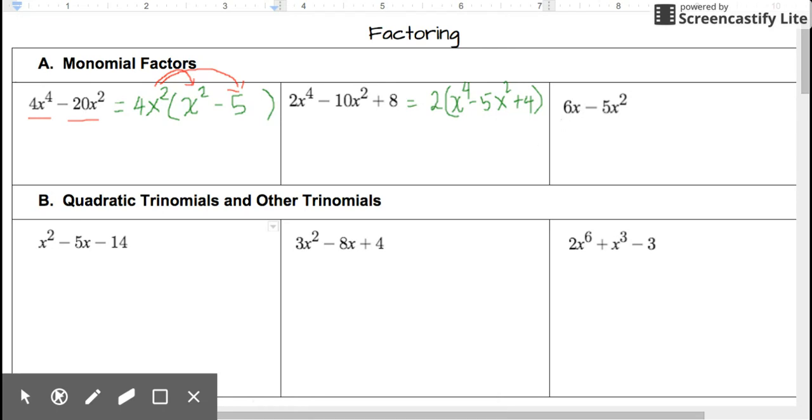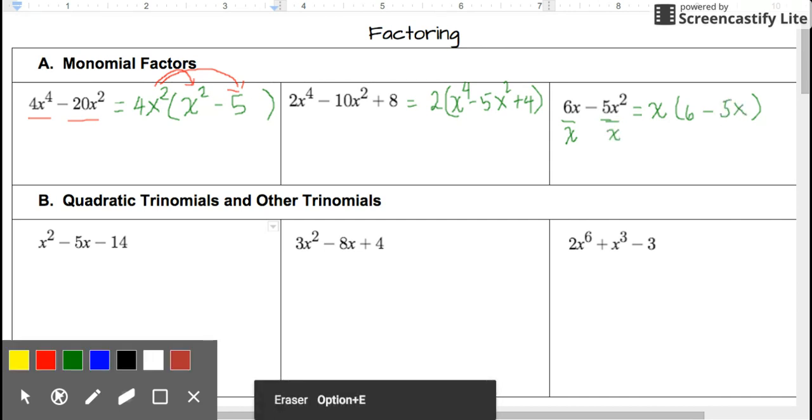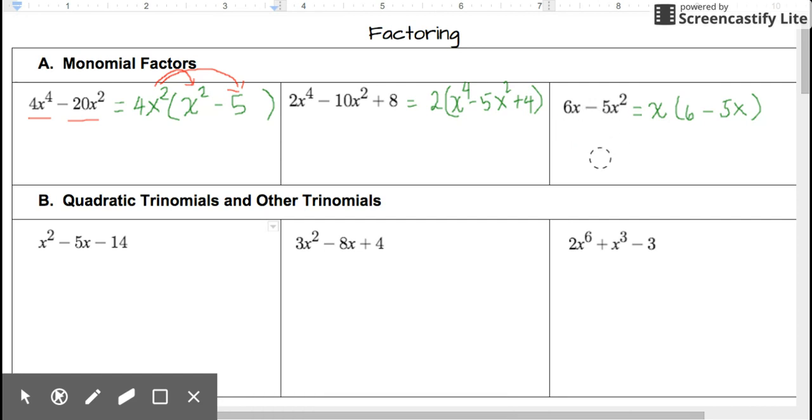By inspection, 6 and 5 have a common factor of 1. Then x and x squared have a common factor of x. So therefore, the greatest common monomial factor is 1x, or simply x. The expression inside the parentheses is 6x divided by x is 6, minus 5x squared divided by x is 5x. So we just found a monomial factor and another expression that gives us the product 6x minus 5x squared.